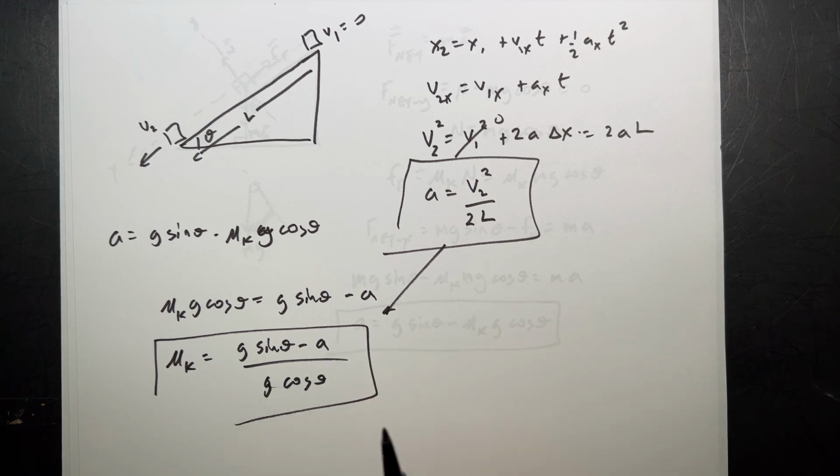If there's no friction, then a would be g sine theta, and we'd get a 0 coefficient, which we just said. Duh. Okay.